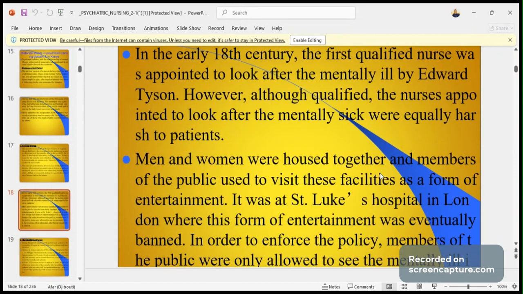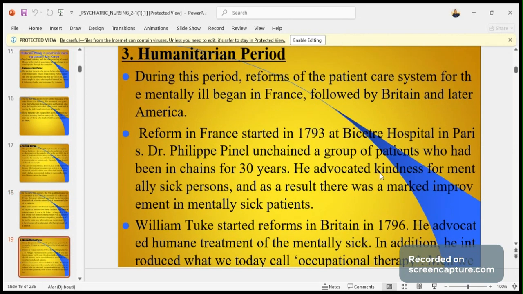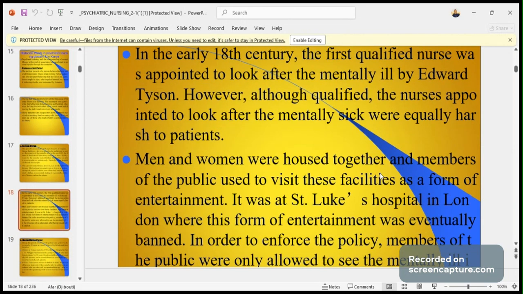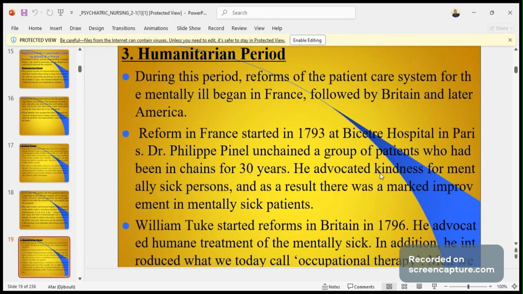Okay, and then in the early 18th century, the first qualified nurse was appointed to look after the mentally ill by Edward Tyson. However, although qualified, the nurses appointed to look after the mentally sick were equally harsh to patients. Men and women were housed together, and members of the public used to visit these facilities as a form of entertainment. So it was at St. Luke's Hospital in London where this form of entertainment was eventually banned. And in order to enforce the policy, members of the public were only allowed to see the mentally ill maybe once. Okay, so then we have the humanitarian period.